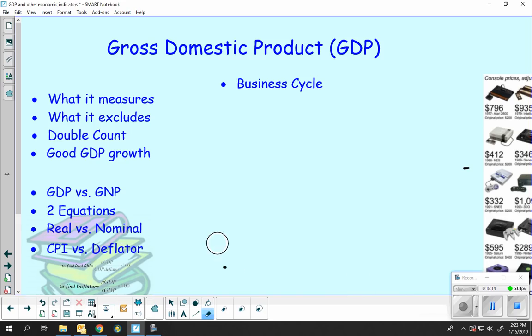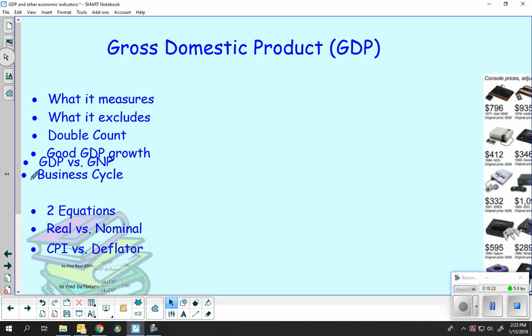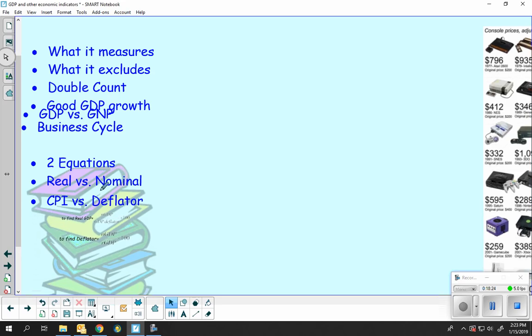Okay, erasing all of that, good stuff. Okay, business cycle goes down here. Did that already. Man, we are moving right along. 18 minutes in and I've said almost an entire class worth of stuff.